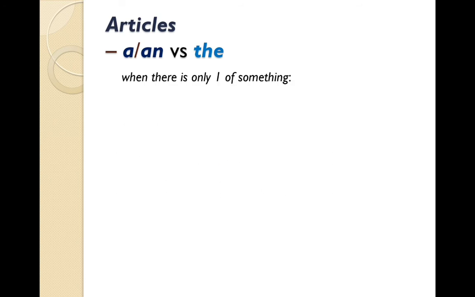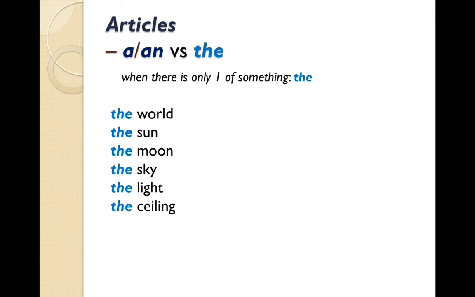When there is only one of something, you use the. The world, the sun, the moon, the sky. So it could be that there's more than one moon in the universe, of course, more than one sun, but in our particular world, we only have one.